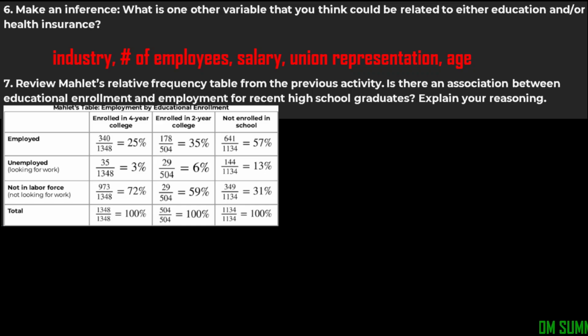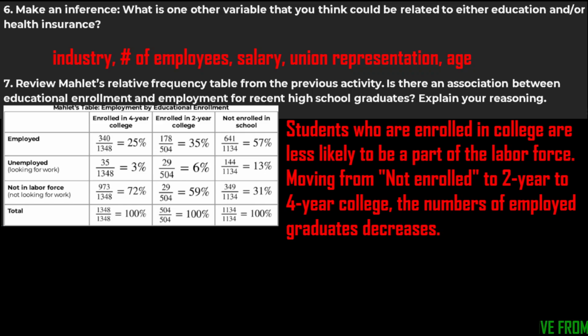And then for number 7 it says review the relative frequency table from the previous activity. Is there an association between education enrollment and employment for recent high school graduates? Explain your answer. So I know this picture is not on your page, but I brought it down so that way you can look at it here. It says students who are enrolled in college are less likely to be a part of the labor force. Moving from not enrolled to 2-year to 4-year college, the numbers of employed graduates decreases. So they're talking about, as you move from these values, notice how that 13% decreases as you have more college.